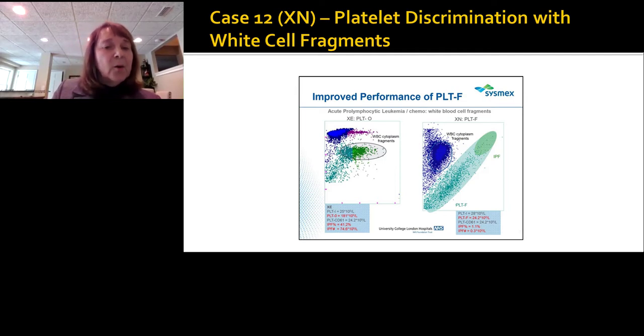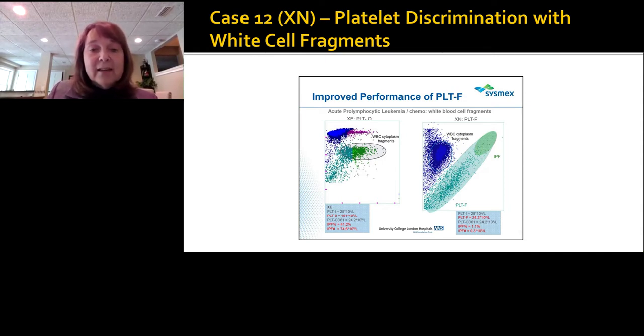Here's our Platelet-O, and this is why I said not always better: it was 181,000 because of this big mass that was here. Now we compare it to the Platelet-F, and the Platelet-F is about 24,000. Huge difference, and a very significant diagnostic difference, in that you would be treating a patient as if they have a very normal platelet count when indeed they have a very reduced platelet count.